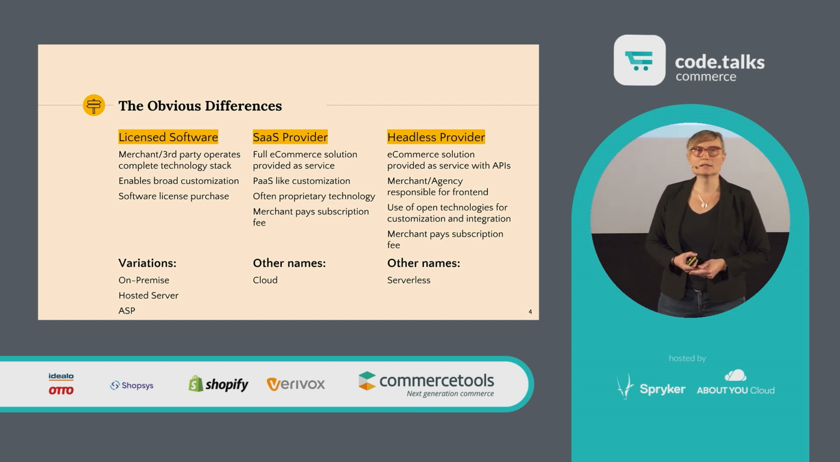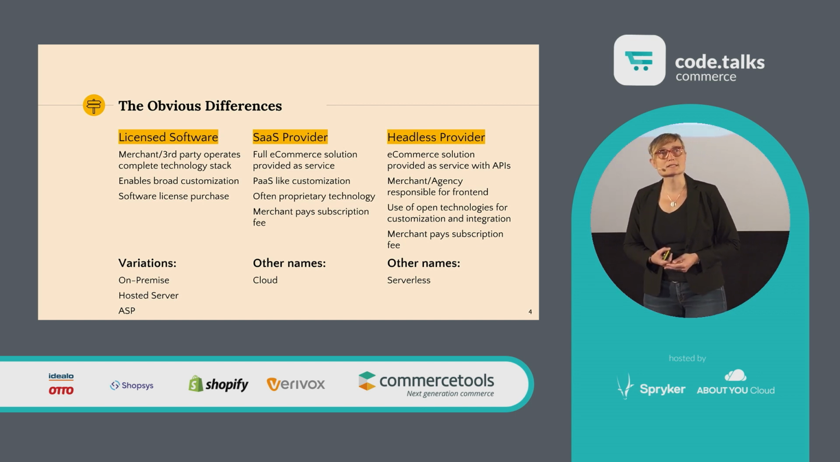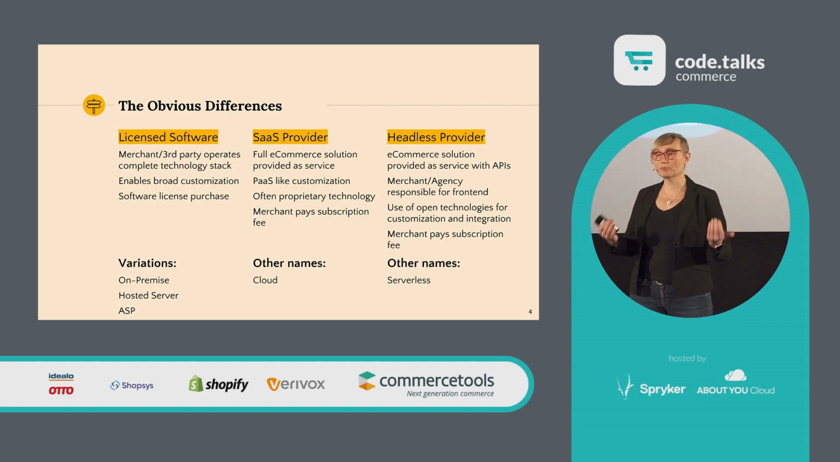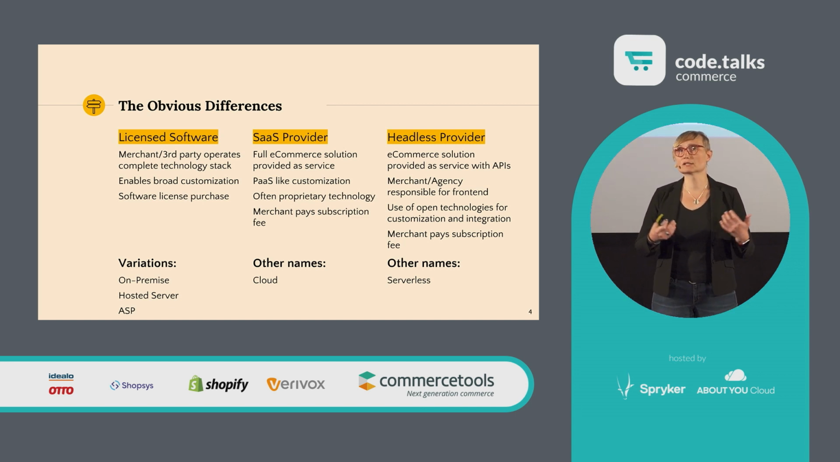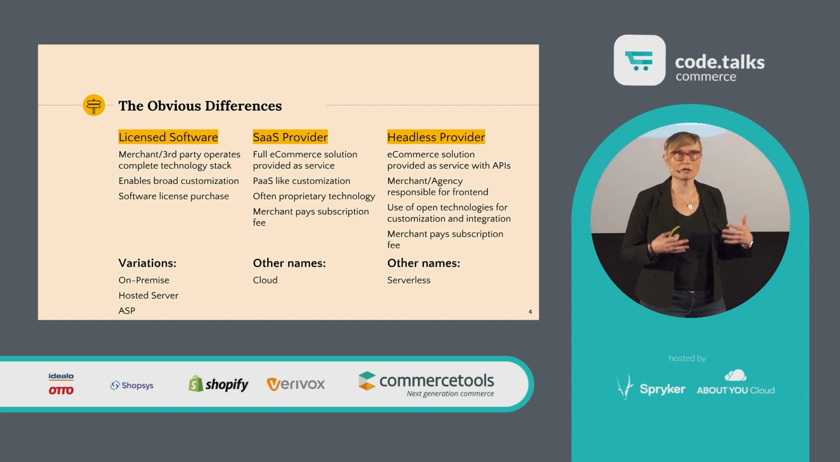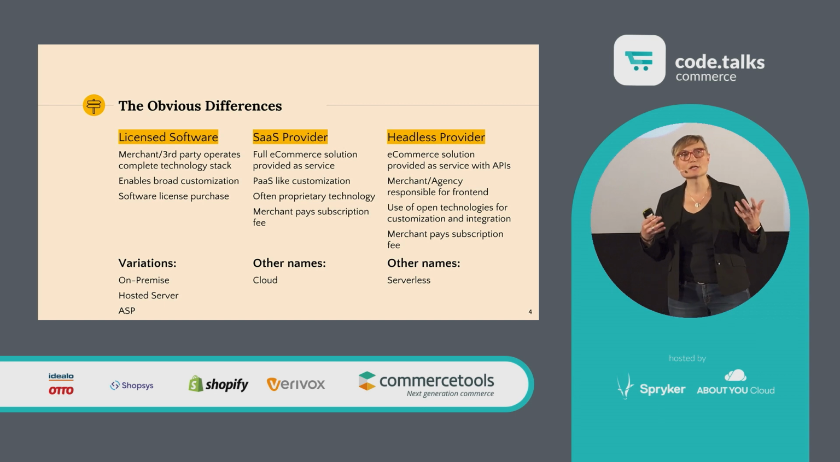And then we have the headless systems, which basically say we're delivering a service, but just as an API. So no full end-to-end solution, just an API. Still, someone needs to build a front end in front of it, either the merchant themselves or an agency. And it's typically known that you can use fairly open technologies for the front end. So this is the typical knowledge about the systems.